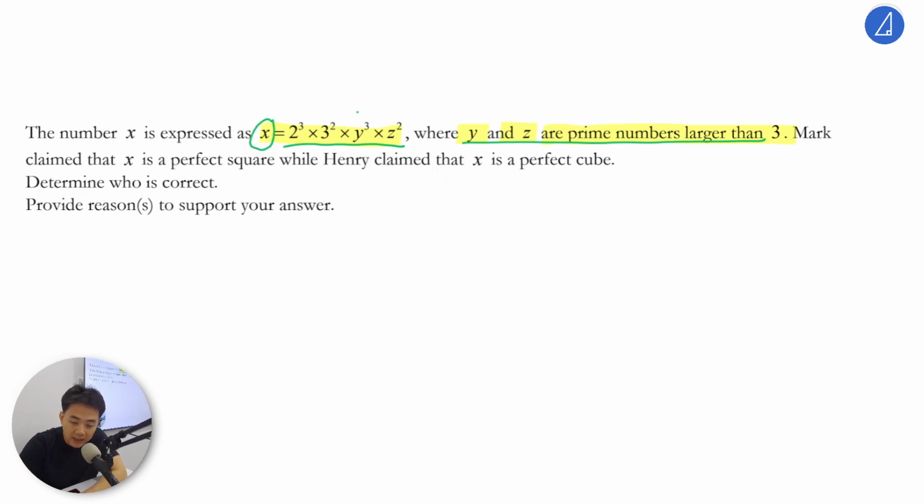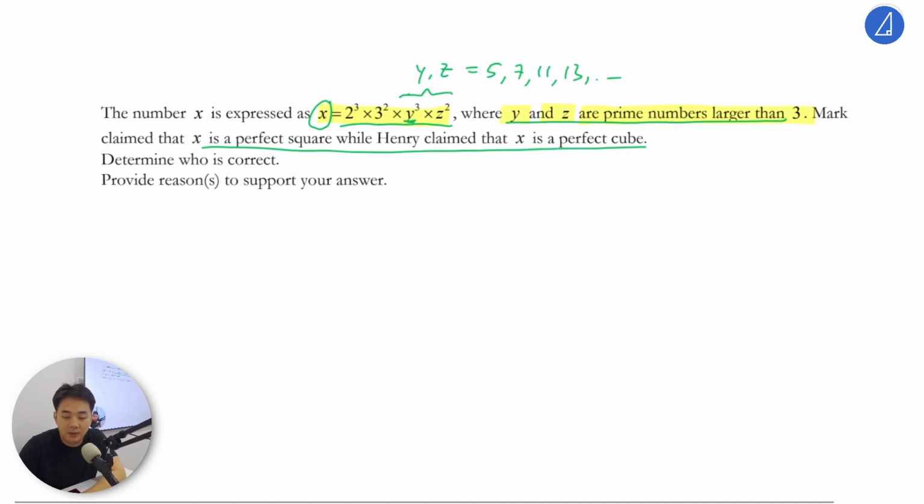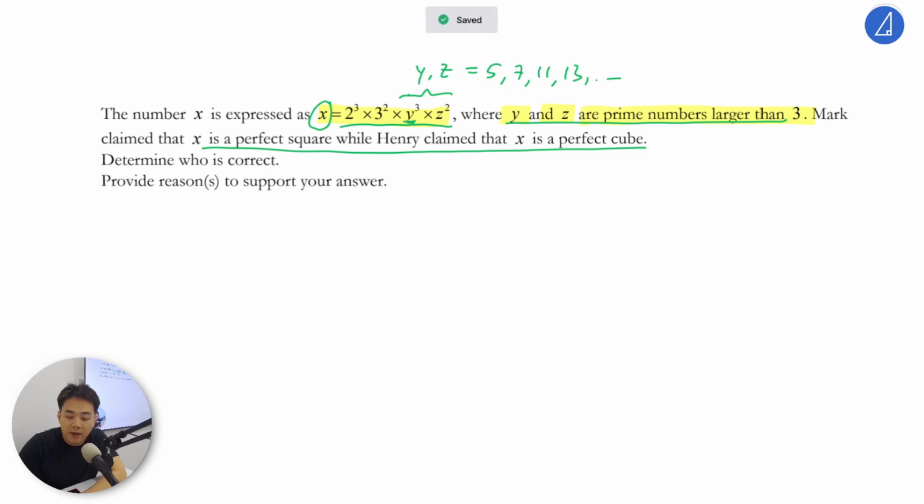In this case, y and z cannot be 2 and 3. That's the thing. So basically, y and z are terms like prime numbers 5, 7, 11, 13, and so on. Okay, so these are prime numbers. Mark claimed that x is a perfect square, while Henry claimed that x is a perfect cube. Determine who is correct. Provide the reasons to support your answer.